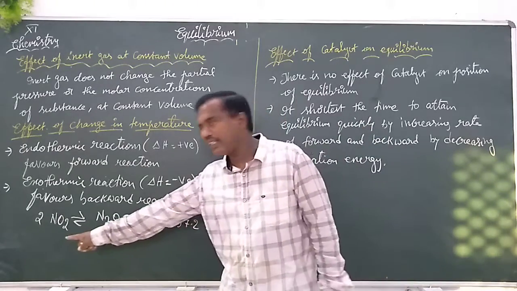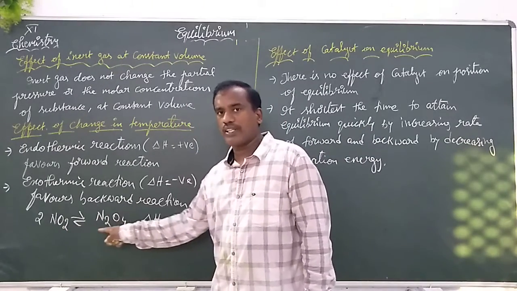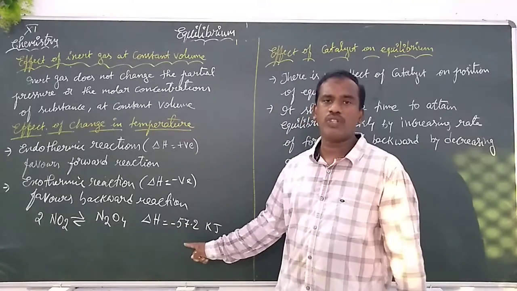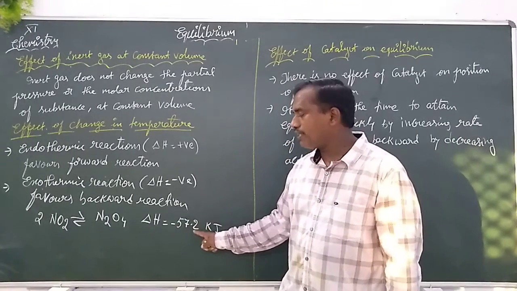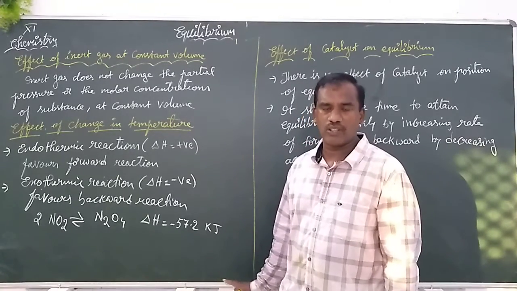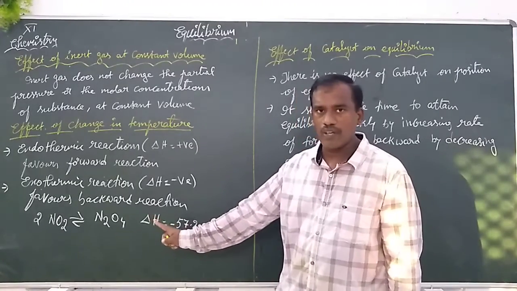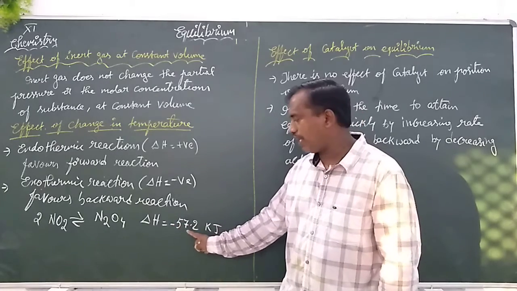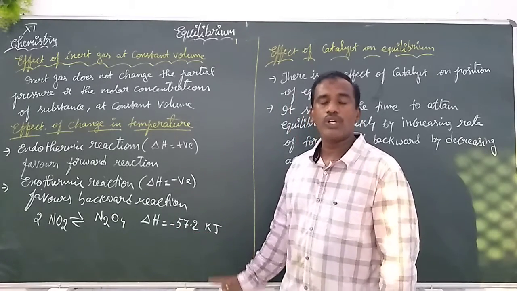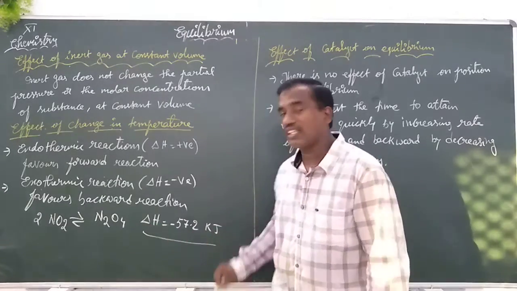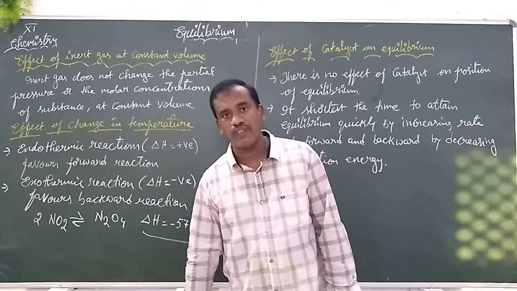Let us see one reaction here. 2 moles of NO2 are giving rise to N2O4. Some delta H value they will give; it is equal to minus 57.2 kilojoules in this reaction. Once again, 2 moles of NO2 are giving rise to N2O4. Delta H value is given as minus 57.2 kilojoules per mole. By seeing this delta H value, we can say whether that is an endothermic reaction or exothermic reaction.